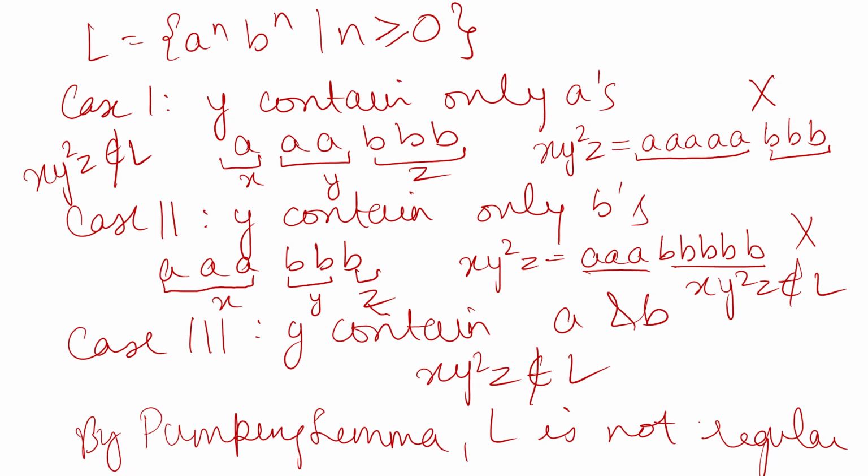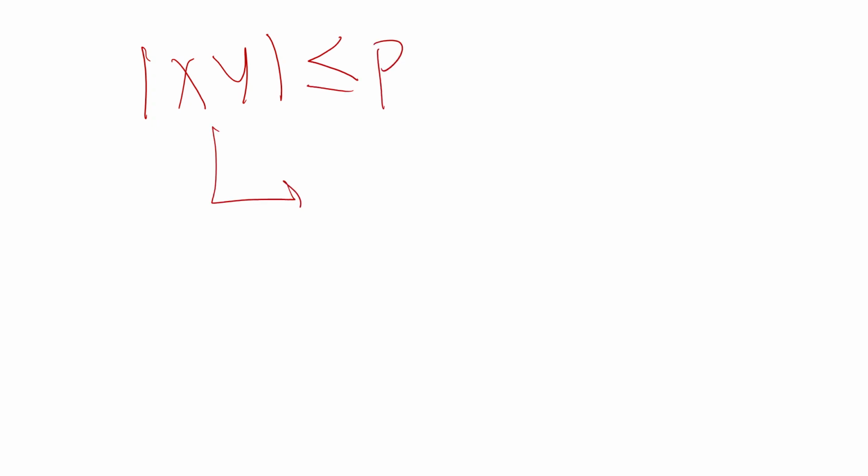Now we'll see another example. We proved that it is not a regular language. Now after this, we have to check for the condition |xy| is less than or equal to p. When you check this condition, your question will be proved successfully. If you only do the steps that we have done on the previous slide, it will not be a fully solved question.